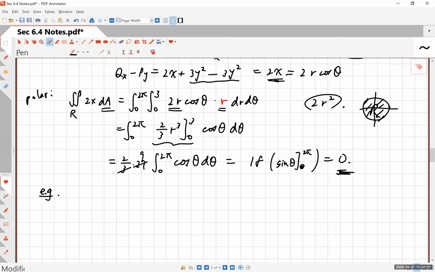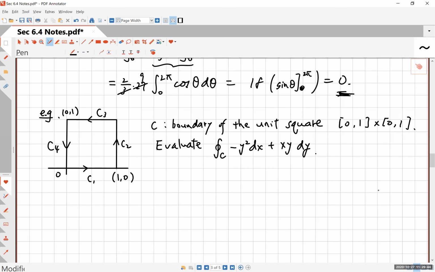Let me give you another example. Actually, I can give you a couple more examples here. Okay. This time, let's do a rectangular or square region.